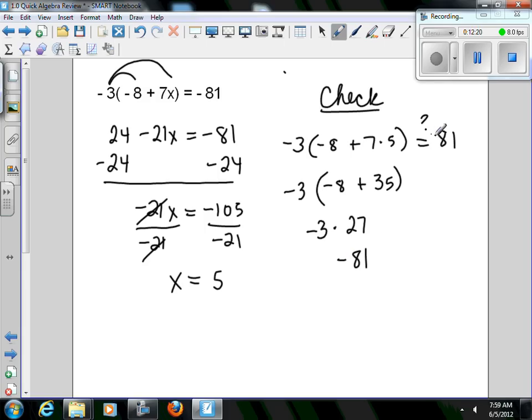And I should have written the negative over here because it was in the original problem. So negative 81 does equal negative 81, and it does check.